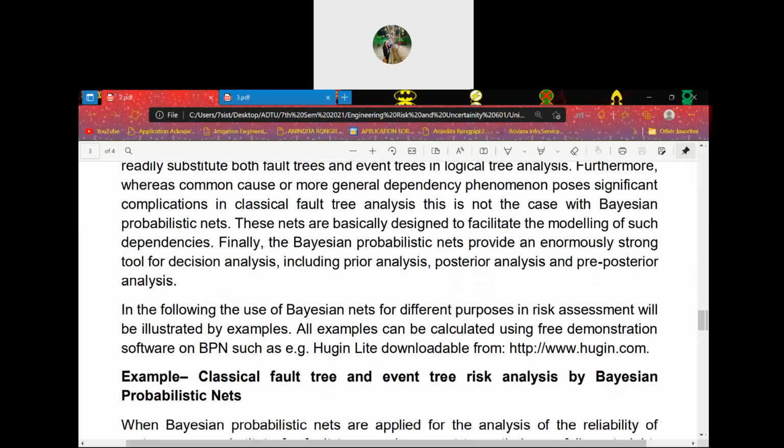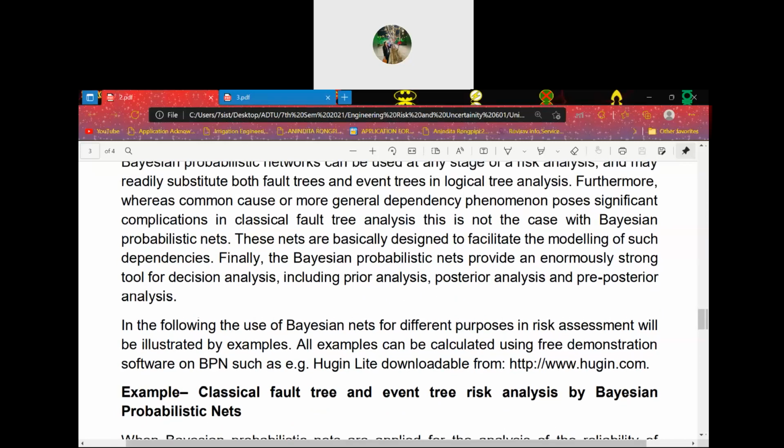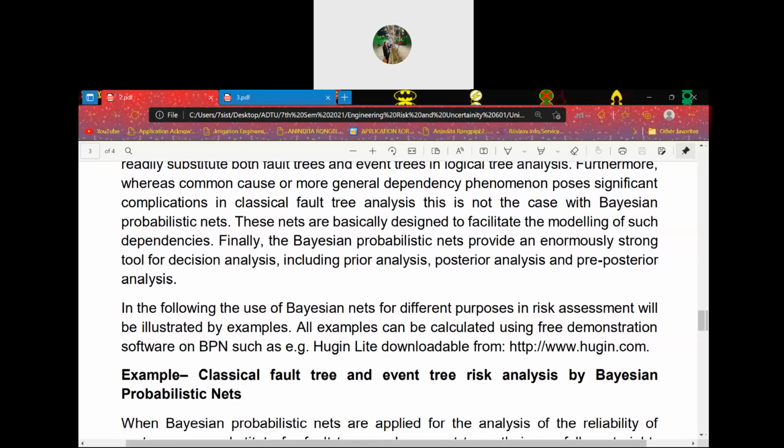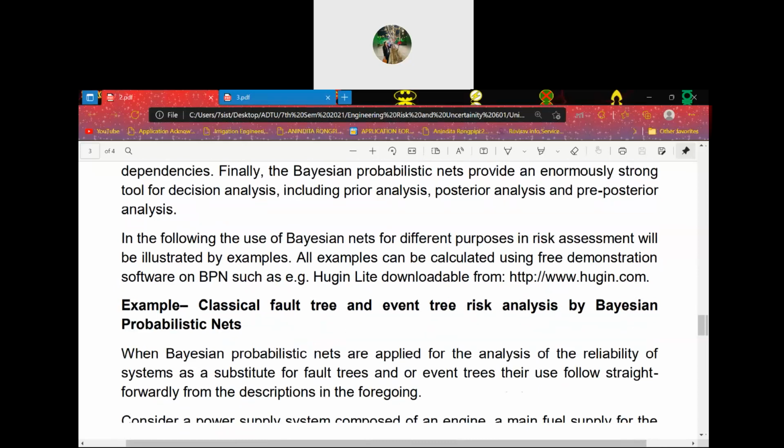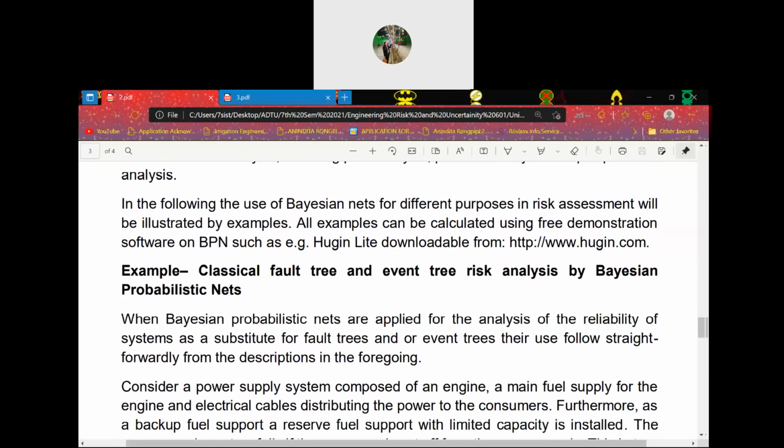The next example is the classical fault tree and event tree risk analysis by Bayesian probabilistic nets. When Bayesian probabilistic nets are applied for the analysis of the reliability of systems as a substitute for fault trees and/or event trees, their use follows straightforwardly from the descriptions in the foregoing. So consider a power supply system which is composed of an engine, a main fuel supply for the engine, and electrical cables distributing the power to the consumers.